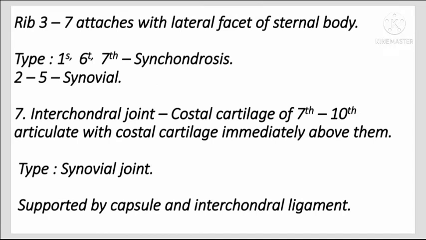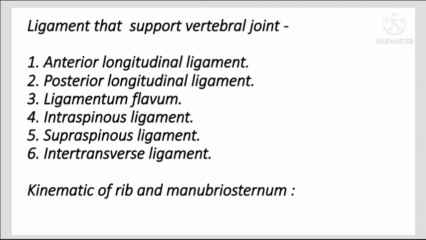Type: the first, 6th and 7th are synchondroses, and the 2nd to 5th are synovial. The interchondral joint: the costal cartilages of the 7th to 10th ribs articulate with the costal cartilage immediately above them. Type: synovial joint, supported by a capsule and interchondral ligament. Ligaments that support the vertebral joints: anterior longitudinal ligament, posterior longitudinal ligament, ligamentum flavum, interspinous ligament, supraspinous ligament, intertransverse ligament.